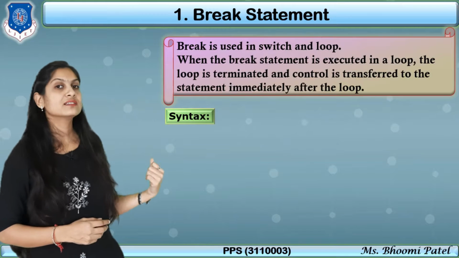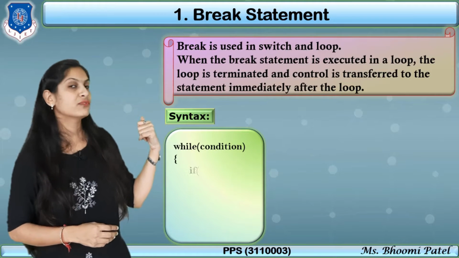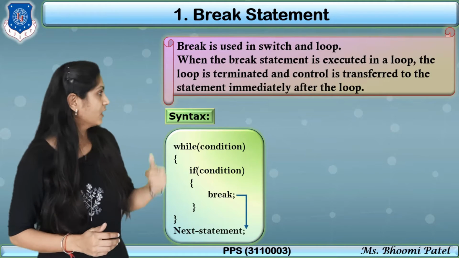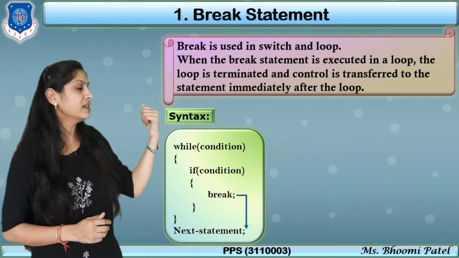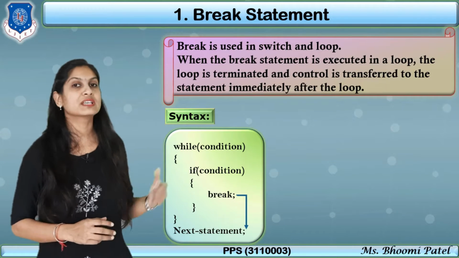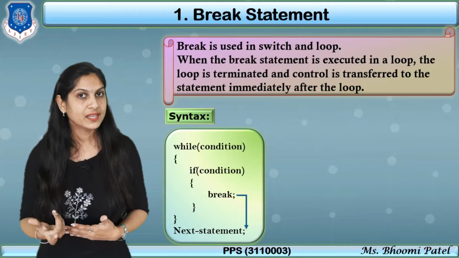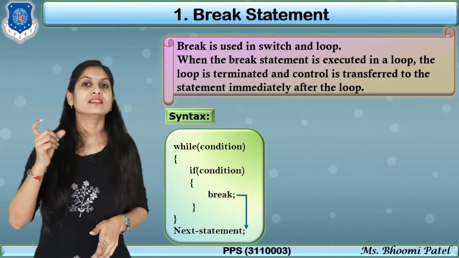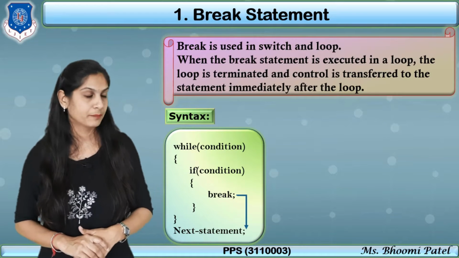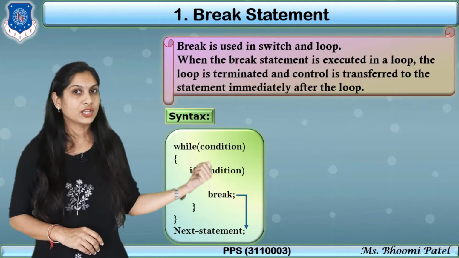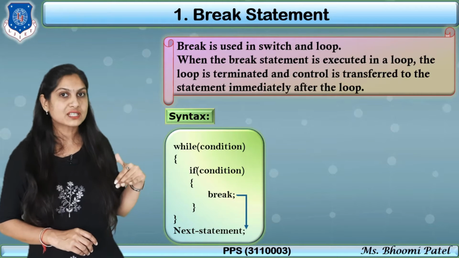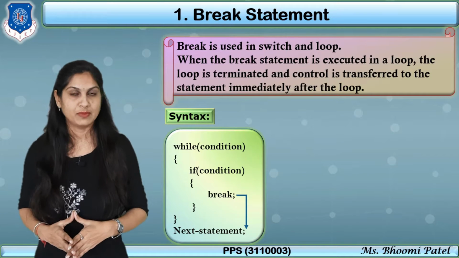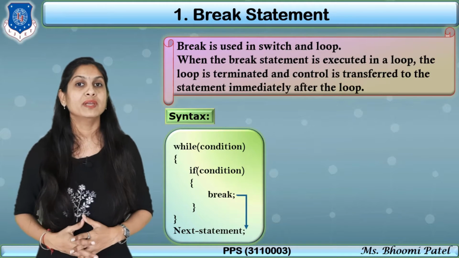Clear? So see here the syntax. Here the syntax is for a while loop, but you can also write it in a do while and a for loop. In the while, a condition is there, and inside the while loop we use an if. The if has another condition, and if this condition is true, we go inside and there is a keyword, that is break. When this break is executed, it comes out of the loop because the loop is terminated, and the cursor moves to the next statement. That is the logic of how break is executed.